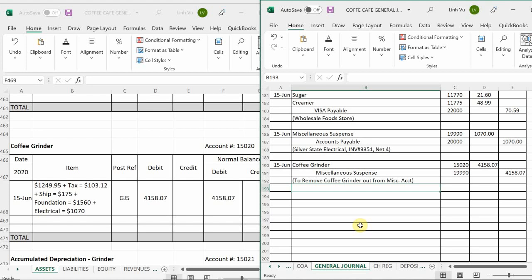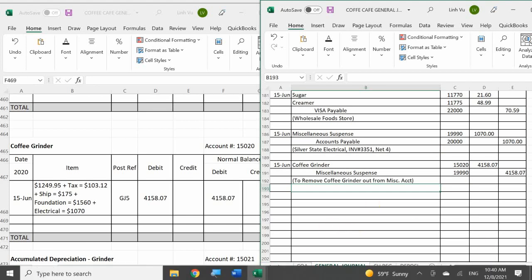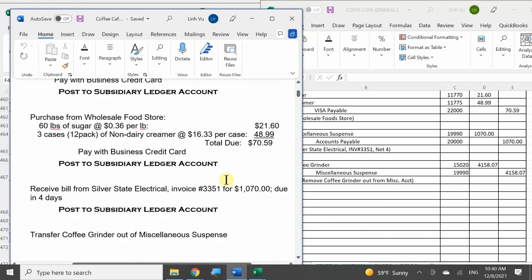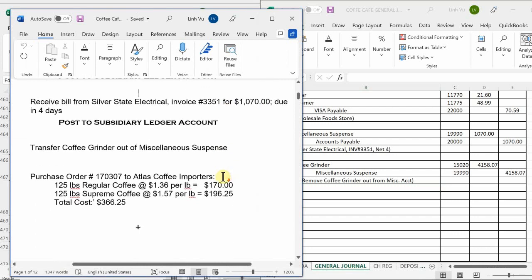We don't have to go to subsidiary. Why? Because all we did is in business. We didn't involve anybody to move our asset from one account to another, right? That had nothing to do with a vendor, customer, or employee. Okay, so in this case, no subsidiary ledger. So let's go ahead and see what happened next.